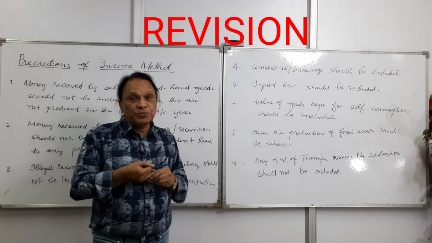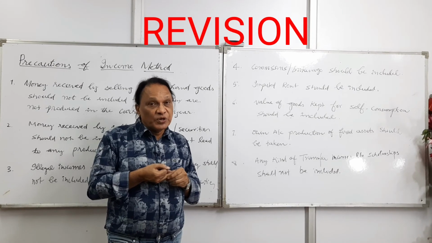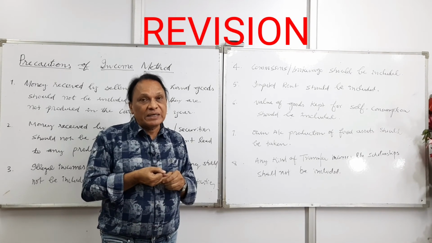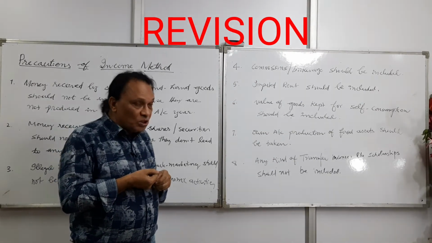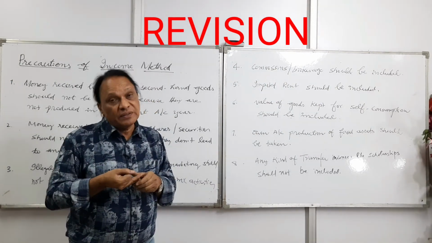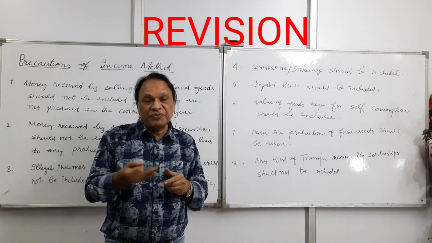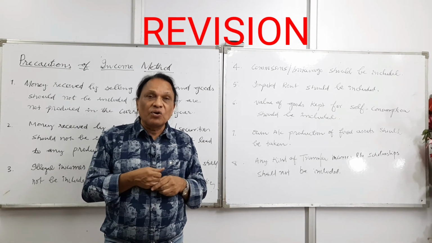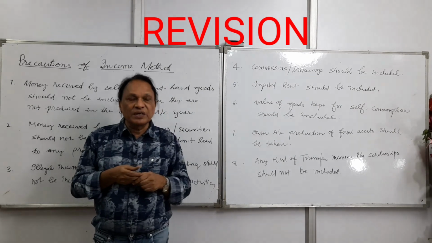Commissions and brokerage paid to the second-hand dealers or share brokers should be taken because they are economic activities. Imputed rent should be included. That's also economic activity. Value of goods kept for self-consumption should be included. That's also, you write it as economic activity. And own account production of fixed assets should also be included. They're all economic activities. So there are 8 of them given in the income method.